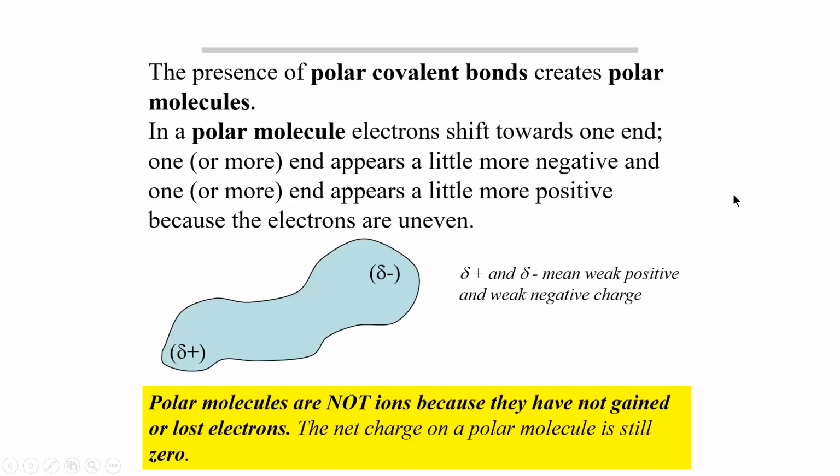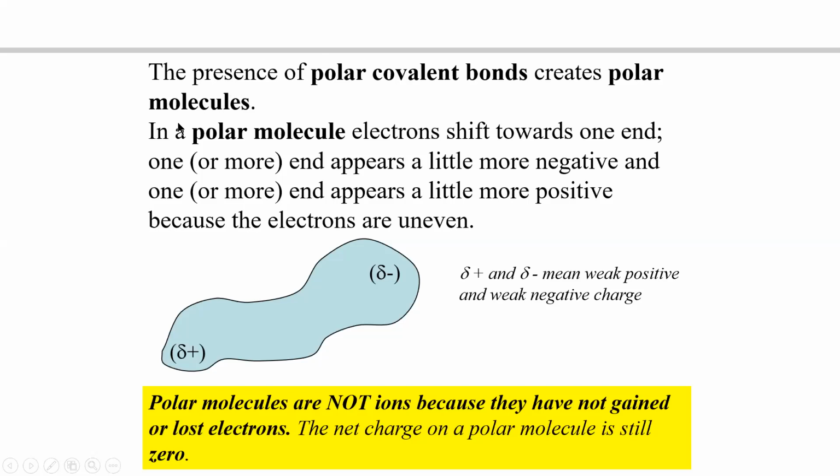That's easier to understand with a diagram than with words. So we talked about polar covalent bonds. Polar covalent bonds are covalent bonds where electrons are shared unequally, and that means electrons spend more time over one atom in the molecule than they do over another one. So a molecule with some polar covalent bonds in it forms a polar molecule.